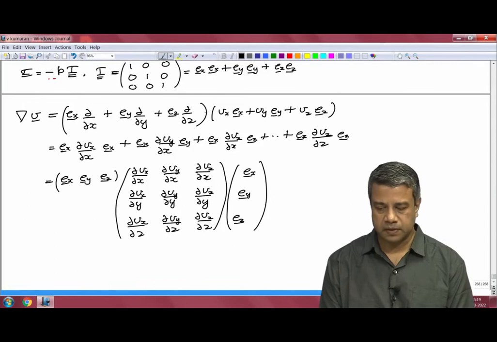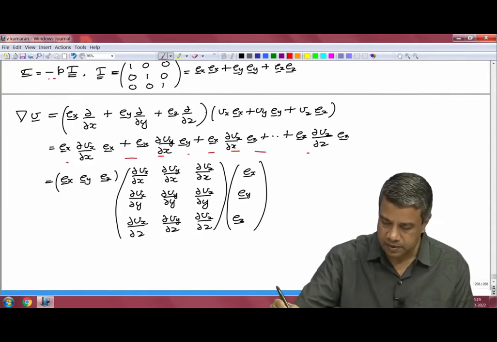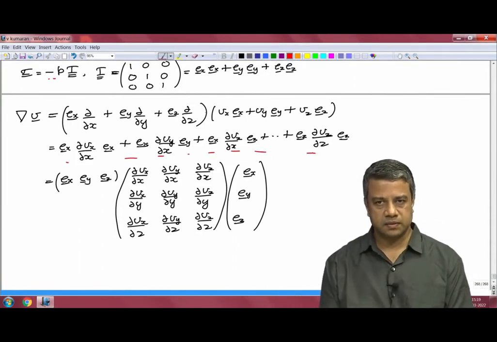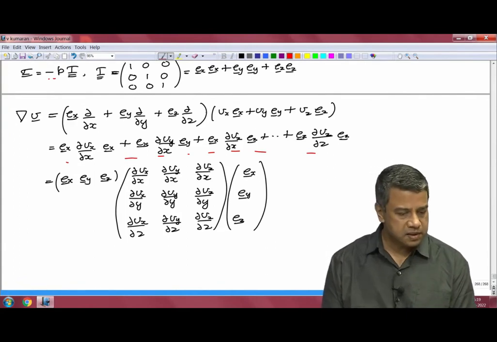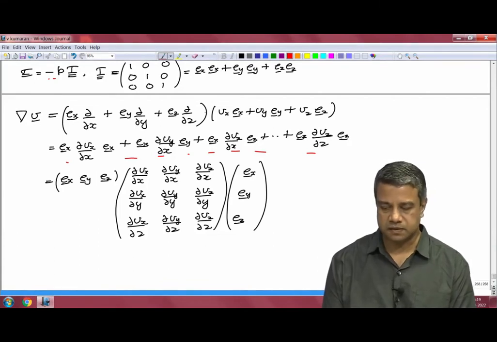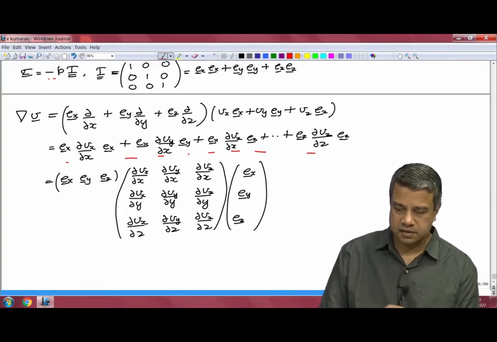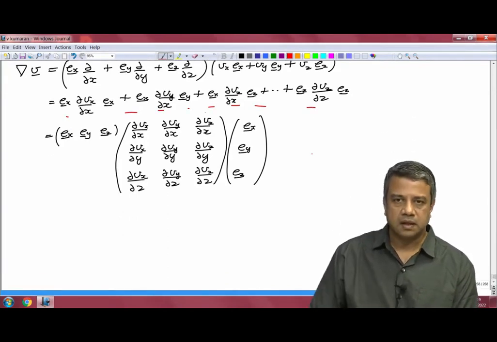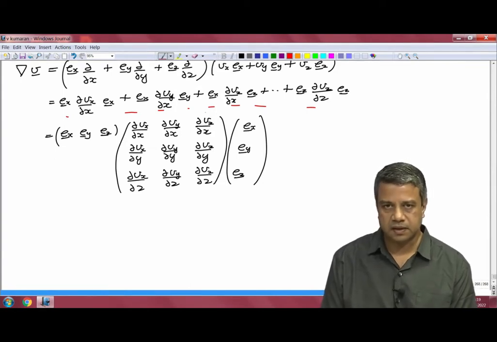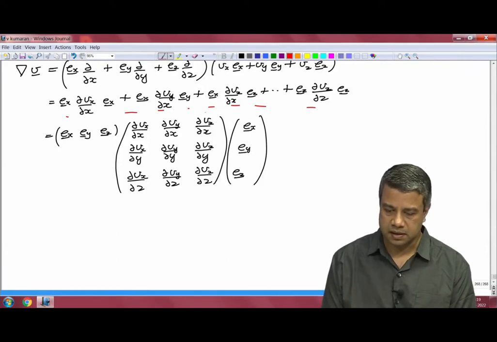You can verify quite easily that this matrix multiplication will give you back the expression that I had earlier. So, this is a second order tensor which has 2 directions. One is the direction of variation and the other is the direction of the velocity. This tensor is usually written without the unit vectors to the left and the right. They are usually understood to be present whenever you write this gradient of the velocity.